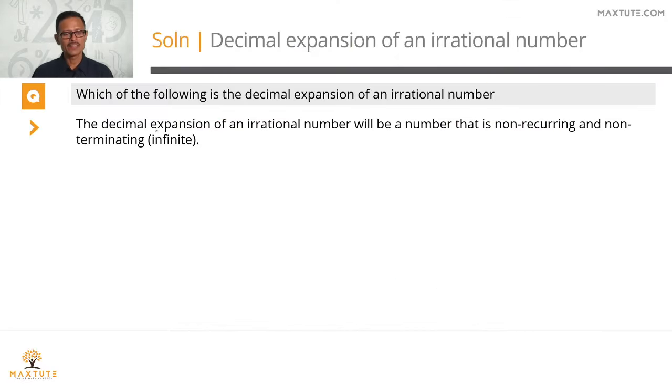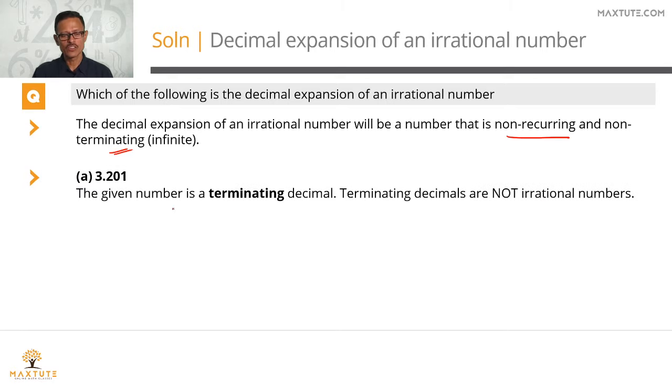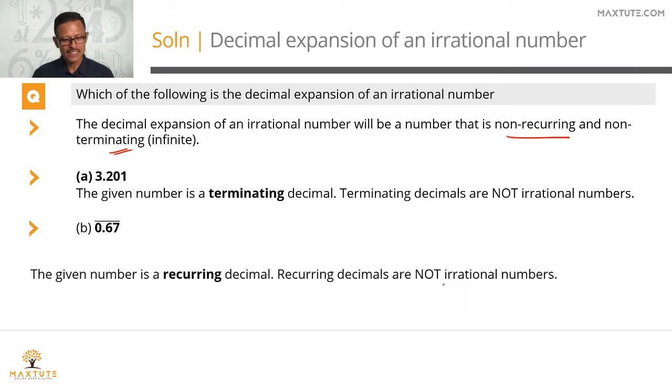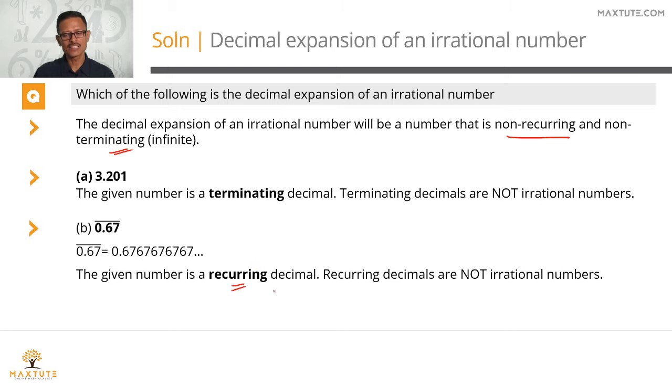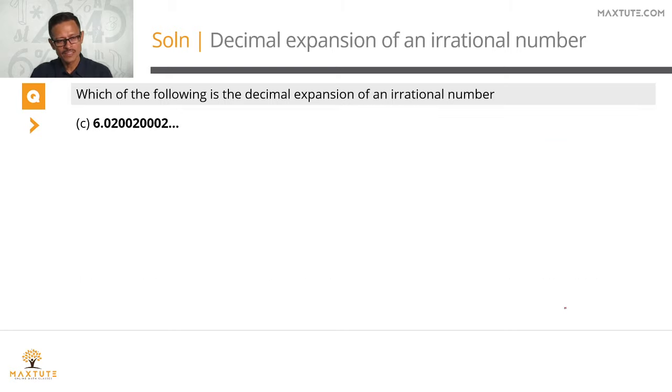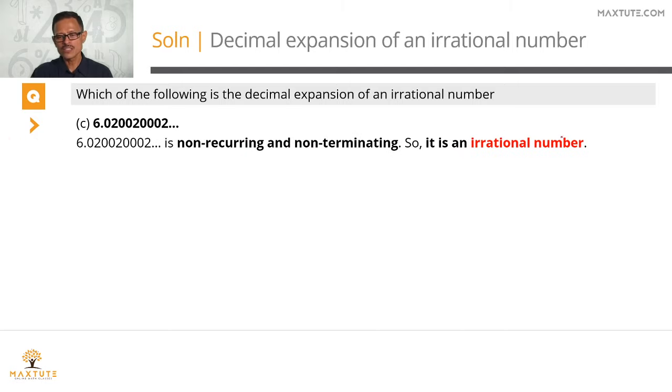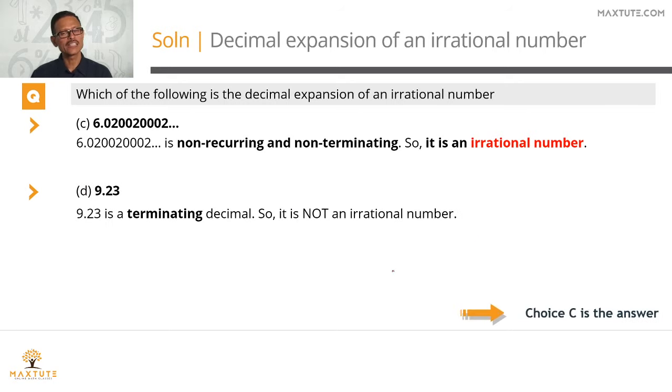Quickly run through this. The definition of the decimal expansion, how will it be? It's going to be non-recurring, and it is going to be infinite or non-terminating. 3.201 is terminating, so therefore it is not irrational. Let's look at the second one, which is 0.67 with a bar on top, which means that this number is recurring. It's non-terminating, but it is recurring, therefore it is not an irrational number. Third one, it is non-terminating, and it is also non-recurring. So this is the irrational number in the group. The next one is a terminating decimal, therefore it is not irrational. Choice C is the answer to this question.